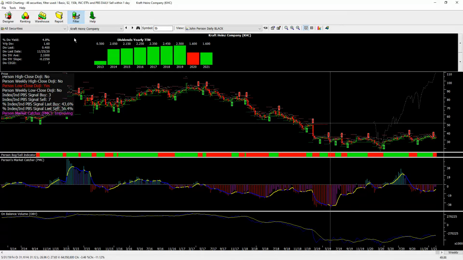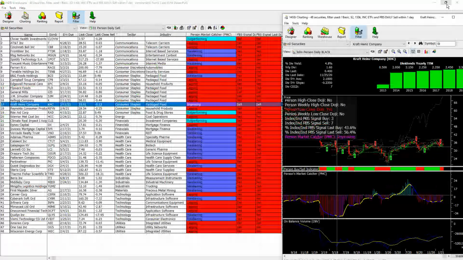One of the neat things about this platform at HGSI is how they are able to look at not just the earnings date that's coming out, the dividend dates that's coming out. Is it a dividend yielder? And what is that dividend yield? By the way, Kraft Heinz, as you can see, earnings due is February 11th.